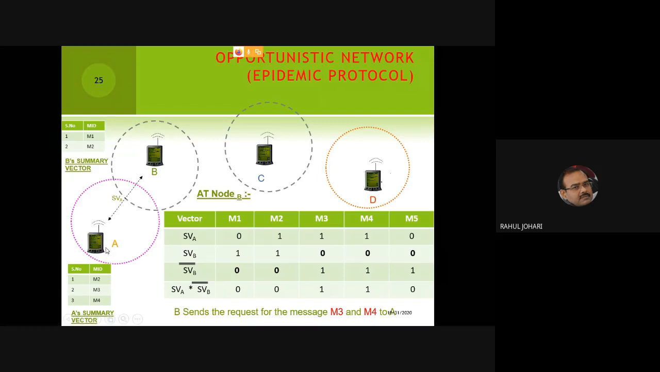So thereafter, A will send only the 2 messages M3 and M4 to node B. That's how typically the epidemic routing scheme works, which was given by Vahdat and Becker. And this is the optimized way of using it. Otherwise, the entire set of messages will be flooded in the network.